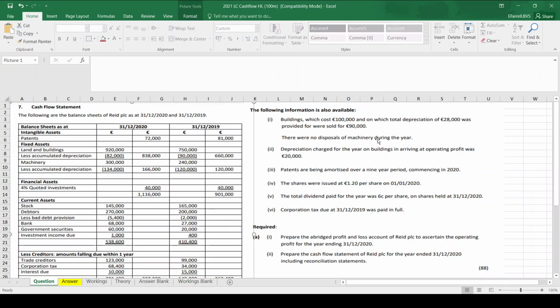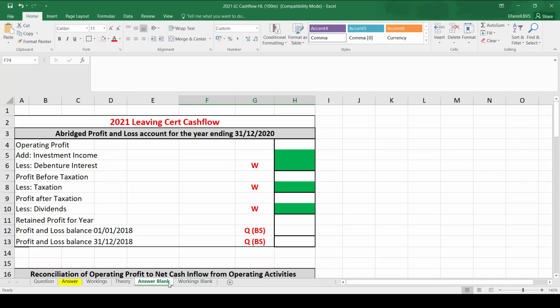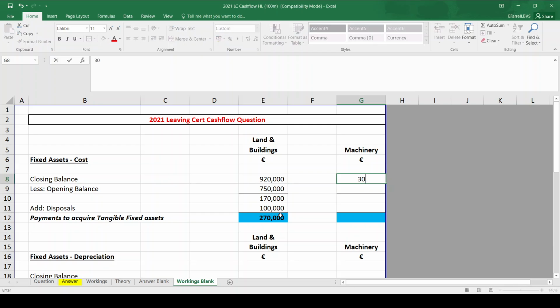Machinery. It says in the question there's no disposal of machinery during the year. So the machinery at the end of the year was 300 and at the start of the year was 240. So that must be all purchases. So the closing balance is 300, opening balance 240. So the difference is 60,000. The disposals are 0. So 60,000 plus 0 is 60,000.